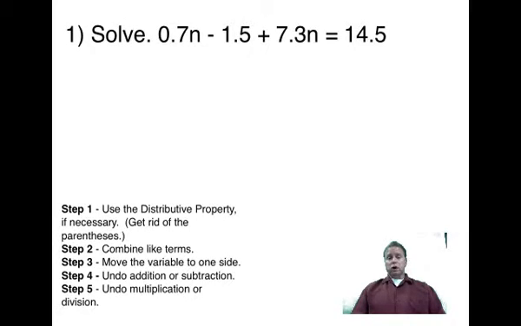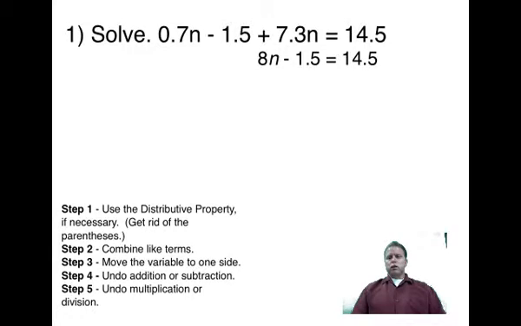We're still going to follow our 5 steps to solving an equation. So step 1, we'll look for parentheses to get rid of using distributive property. We don't have those, so we'll go to step 2, we'll look for like terms. We actually do have 2 like terms on the left side of the equation, a 0.7n and a positive 7.3n. So if we combine those, that will give us 8n minus 1.5 equals 14.5.